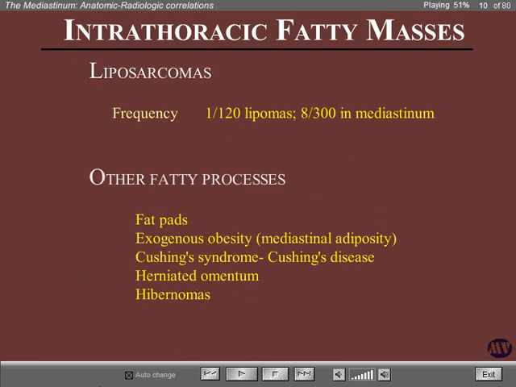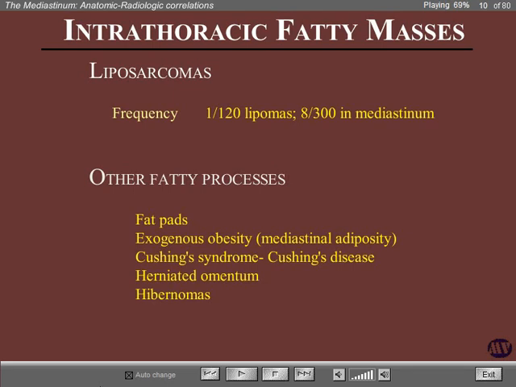Now, liposarcomas occur about once for every 120 lipomas. 8 out of 300 fatty tumors that prove to be liposarcomas occur in the mediastinum. And this is from a large series from Mayo Clinic and Memorial Hospital in New York.